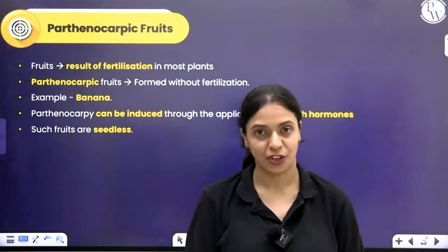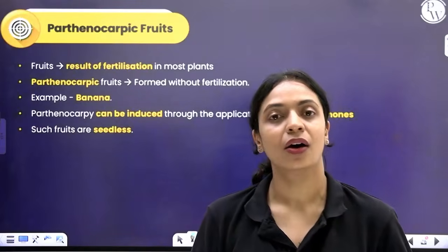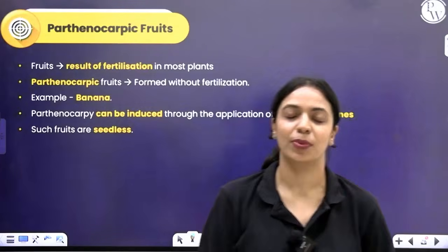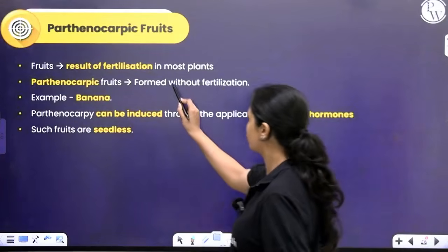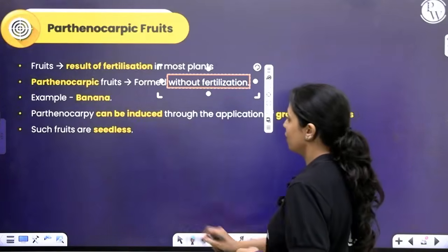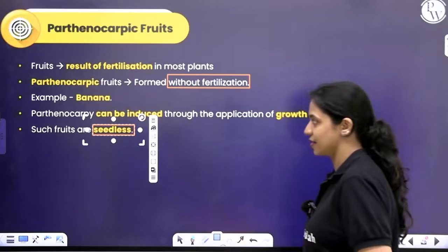This can happen naturally, as in the case of banana, or it may be induced with the help of plant growth regulators as well. So parthenocarpic fruits are fruits formed without fertilization. They will not have any seeds as a result.